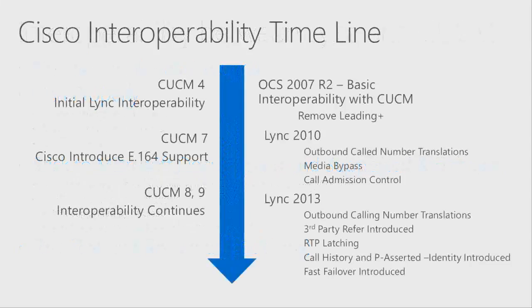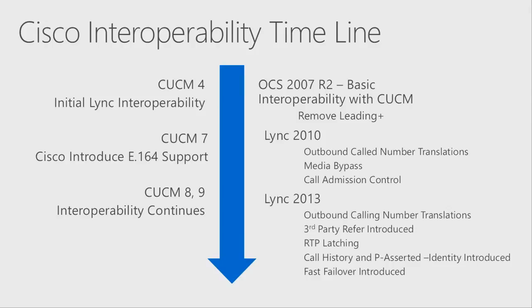So let's just take a look at where we've moved with the interoperability with Cisco in particular. So Call Manager 4 was the first PBX we actually said we supported. And that was with 2007 R2, and that was basic integration. And to get that one working is when we made you change the configuration file to remove that leading plus. You can have it in through PowerShell, but pretty pointless. Just use the transformations to change them to whatever's needed.